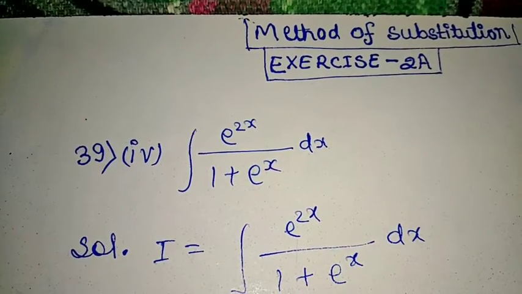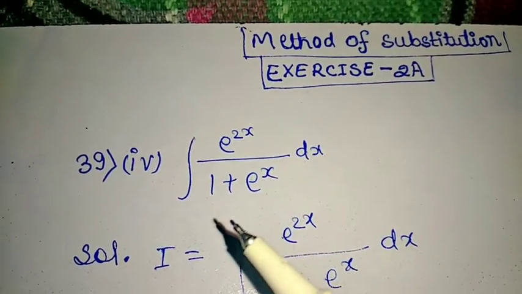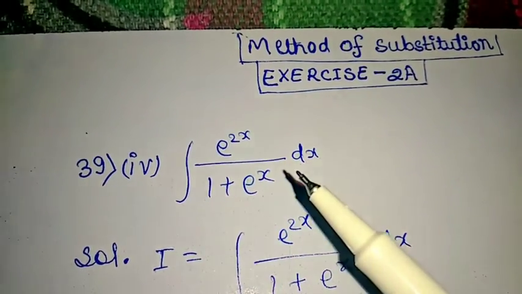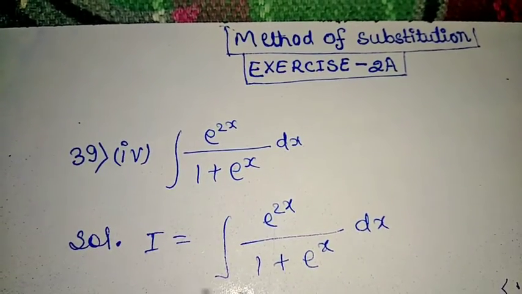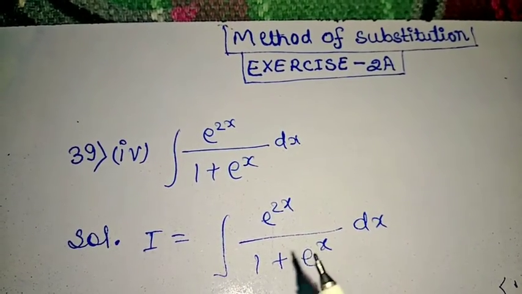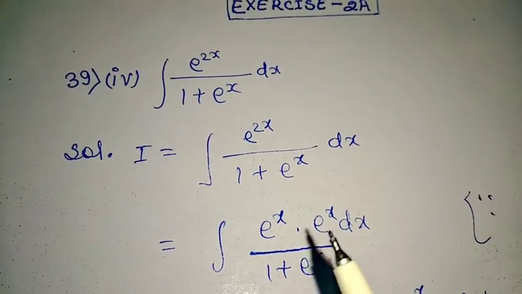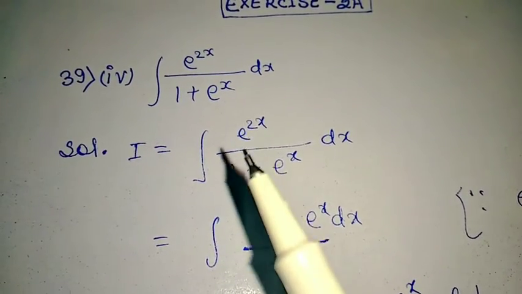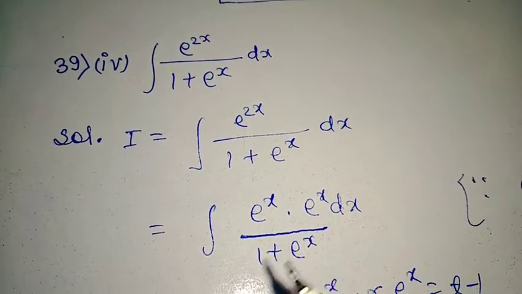Now the next question of question number 39, which is integration of e to the power 2x upon 1 plus e to the power x into dx. So for solving this question, we will substitute t in the place of 1 plus e to the power x. So here we can write e to the power 2x as e to the power x into e to the power x.